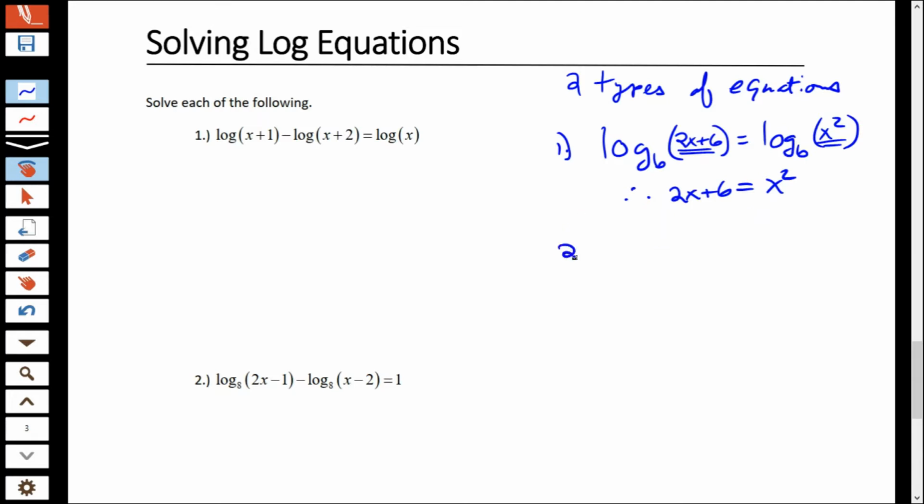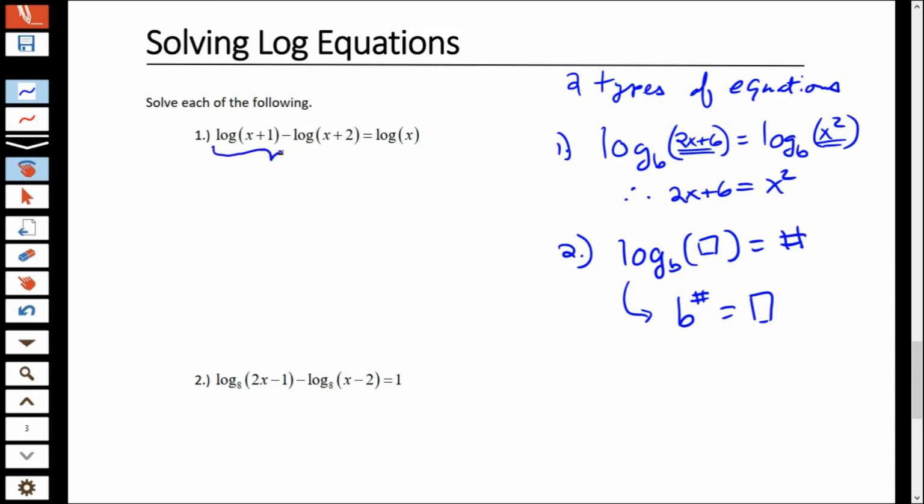The second type of log equation is when you have a log base b of something and it equals a number. In this case, we're always going to be changing that to an exponential equation, b to the number equals box, okay? And so I have two equations like this right here, but notice they do involve using some properties of logs. So here, to get log equals log, we've got to combine these two. Well, we know subtraction is going to turn into division inside of a single log.